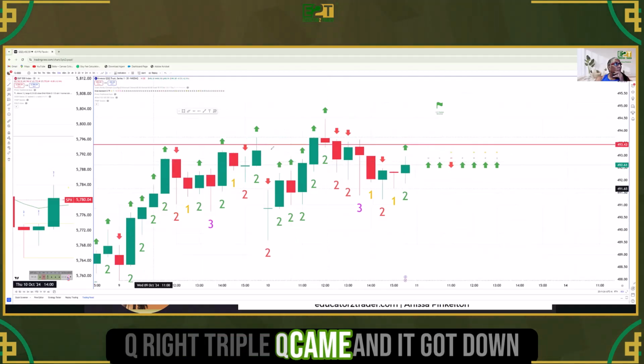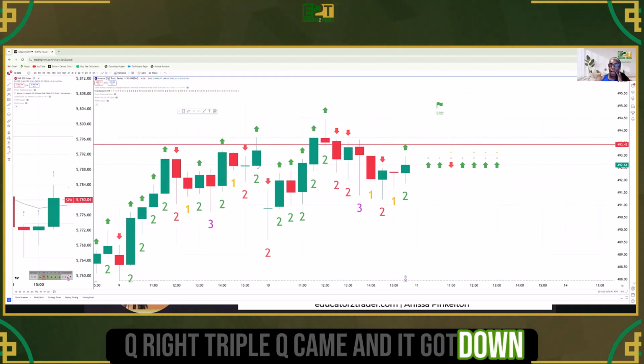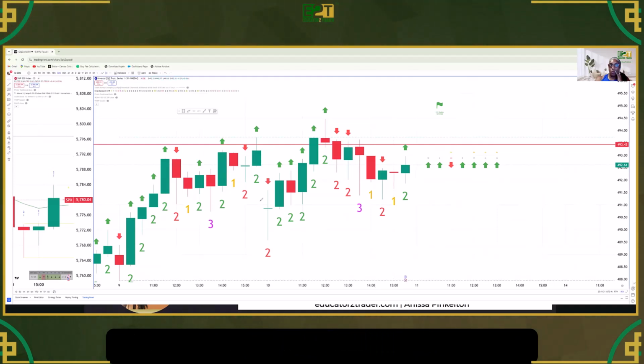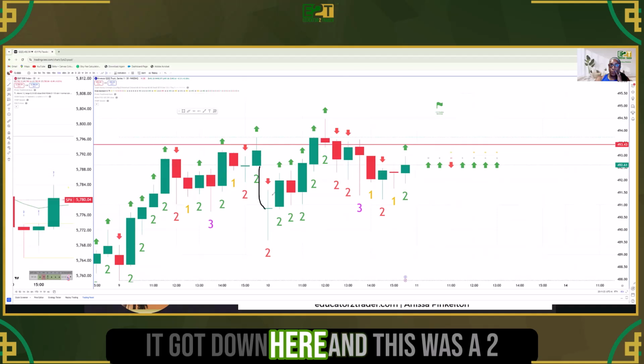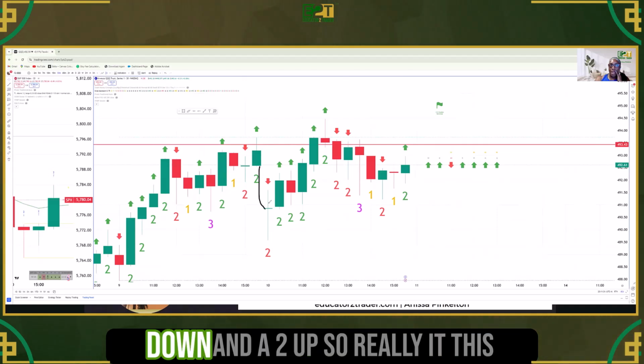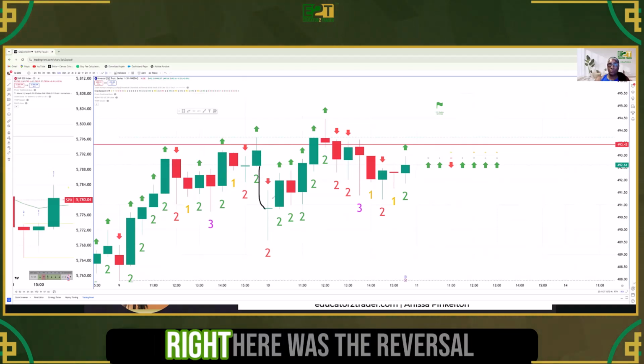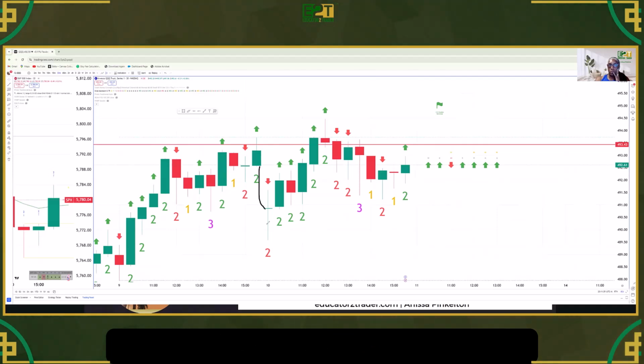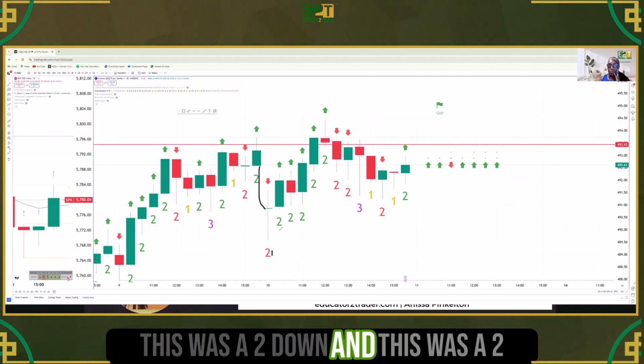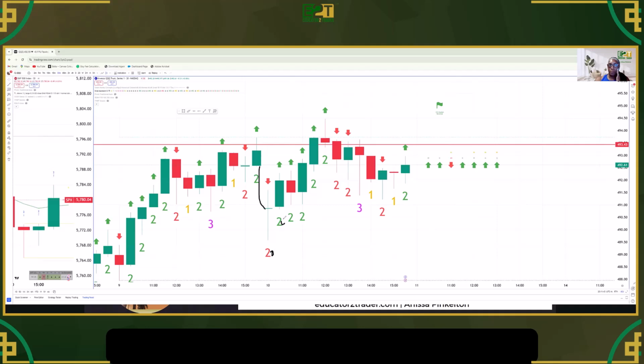Triple Q. It gapped down, first of all. So it gapped down here. And this was a 2 down and a 2 up. So really, this right here was the reversal. This was a 2 down, and this was a 2 up.